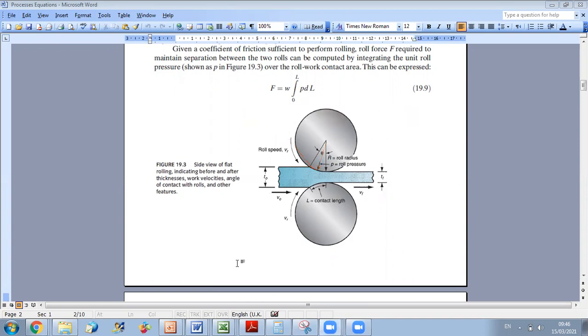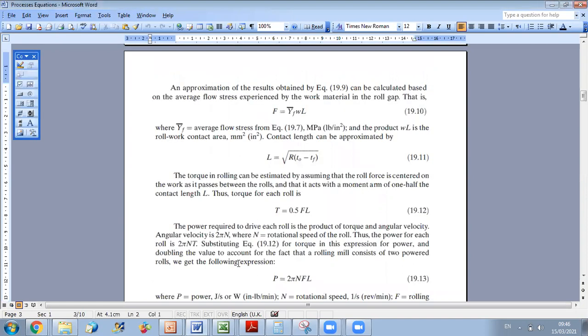So going back to the formulas, as we said, for one roll, the torque required is 0.5 F times L, and the power required to drive each roll will be the product of the torque and angular velocity. So if we know the number of revolutions per unit time, then the angular velocity is 2 pi times n, where n represents the rotational speed of the rollers in revolution per minute or revolution per second.